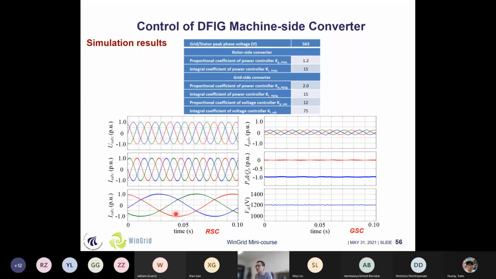And here we can also see that the load current has a much lower frequency compared to the stator side, because it's only the slip frequency compared to the stator side. And similarly, for the grid side converter, we can control the DC link voltage as a fixed value. And the grid current also tracks the reference well.